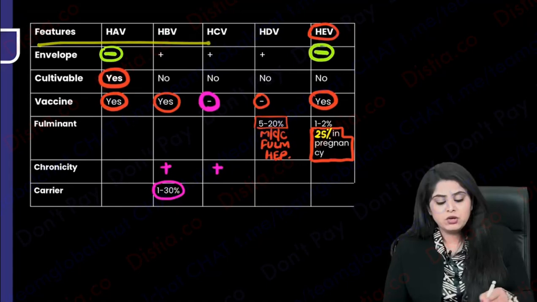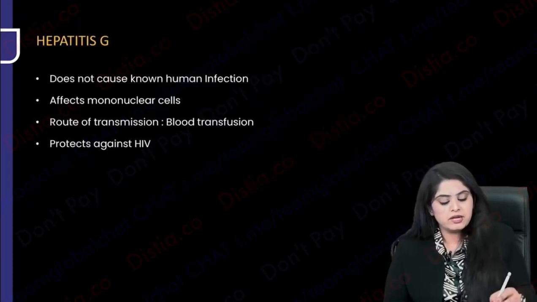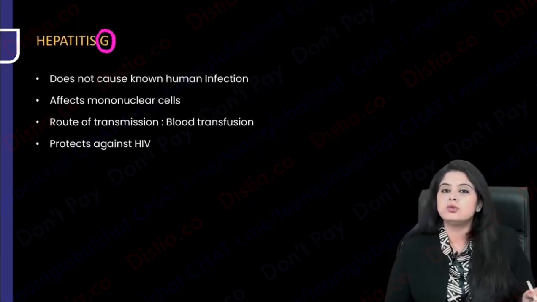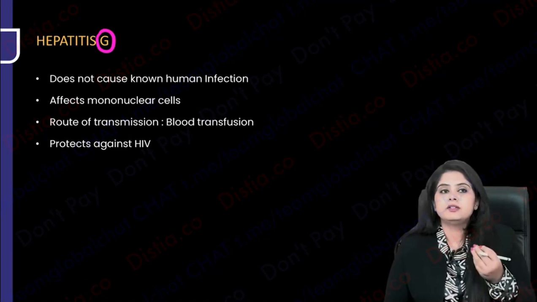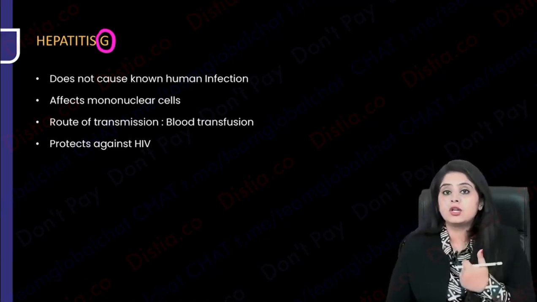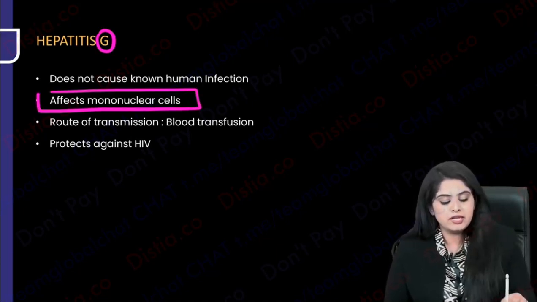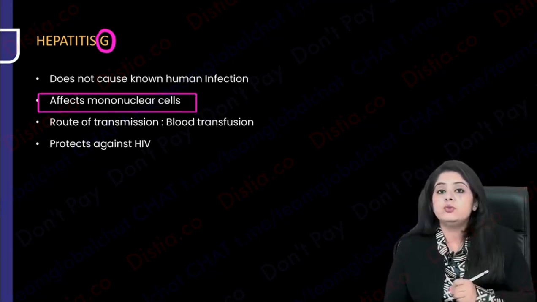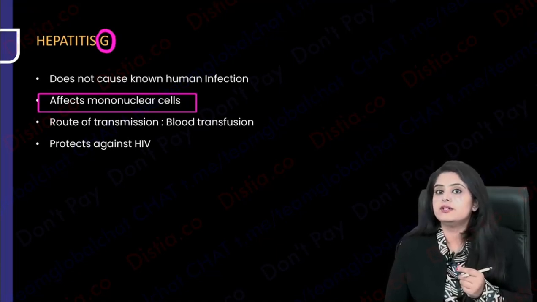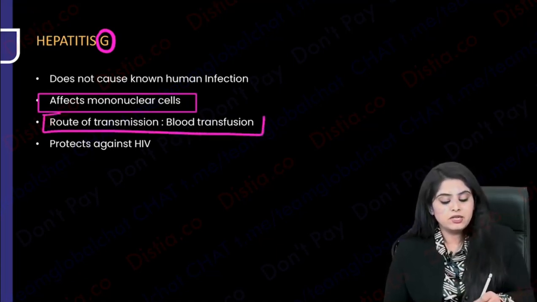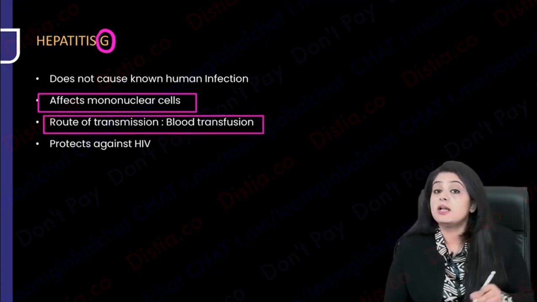Before I start off with all of them in detail, do you know there is something called hepatitis G also, which is not known to cause too much of a human infection, but whenever it enters, it doesn't cause infection, and that doesn't mean it cannot come into my body. It can come into my body, and it tends to affect the mononuclear cells, single-nucleus cells like macrophages and lymphocytes. How does it come into the body? The route of transmission is going to be by blood transfusion.